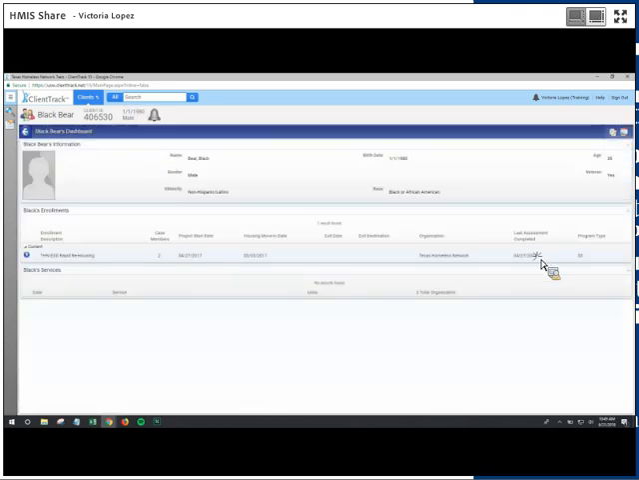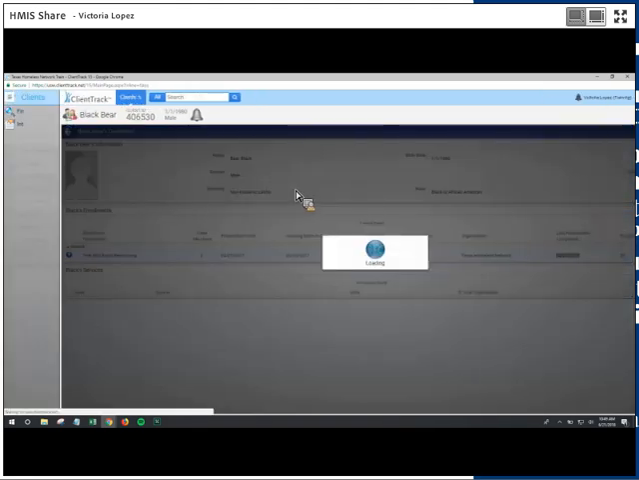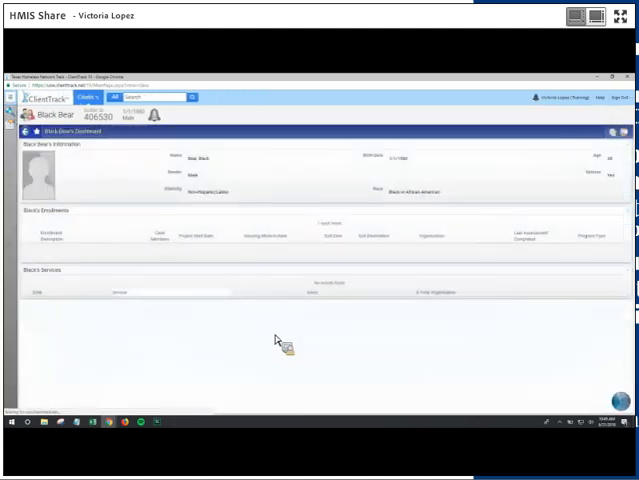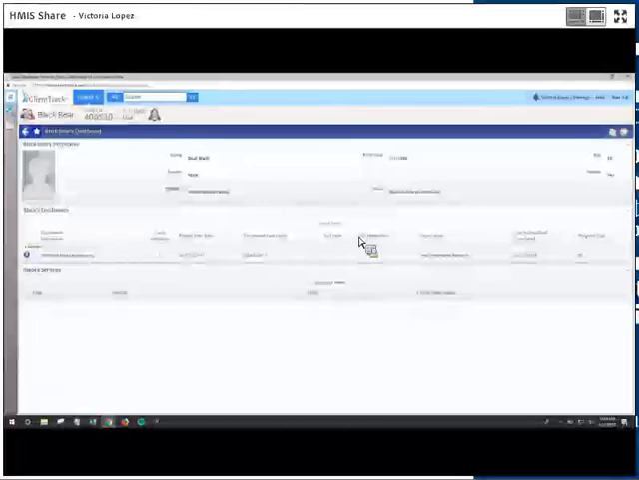And we're done. So we can see that our last assessment completed has changed. That date has updated. And if we look at their assessments, there is an annual assessment there in their master assessments list. There is one extra thing that I want to touch on, for the housing move-in date, actually.